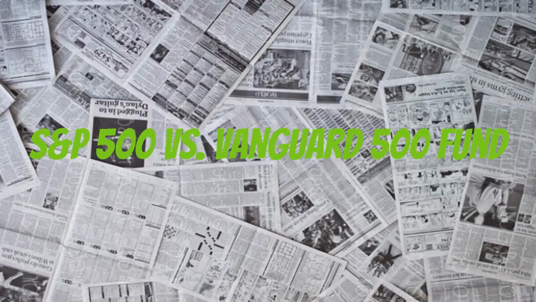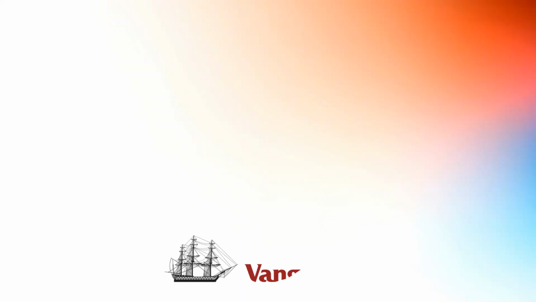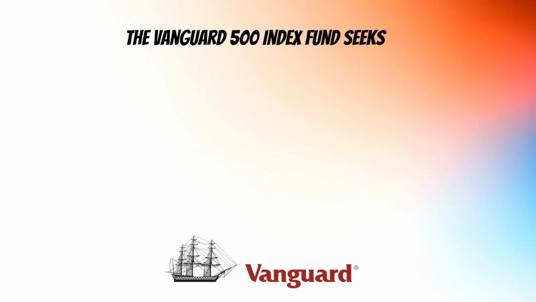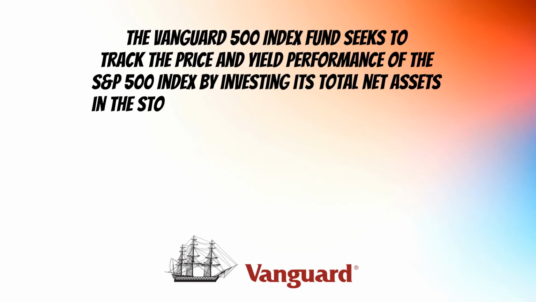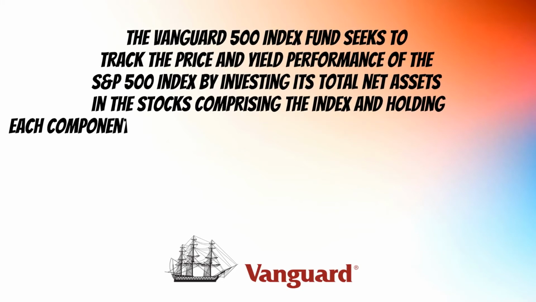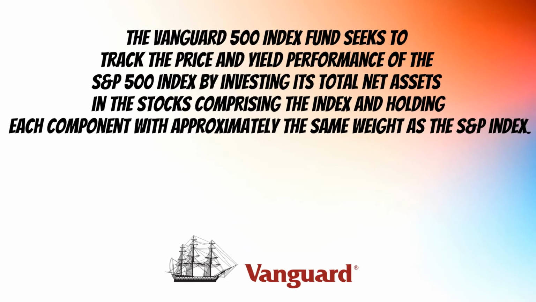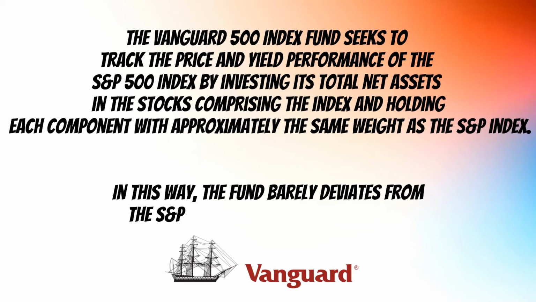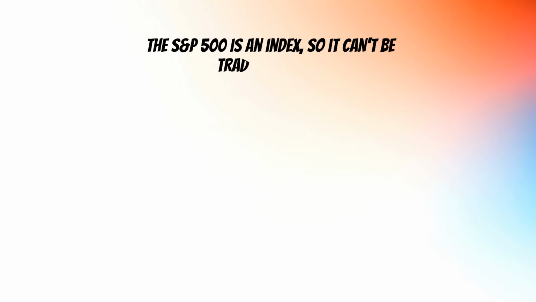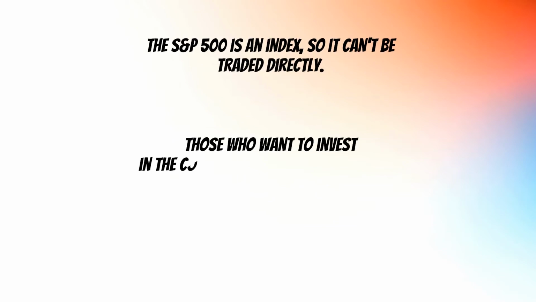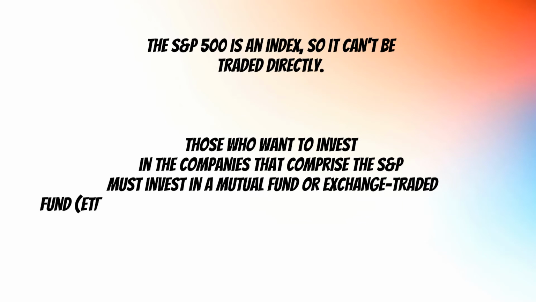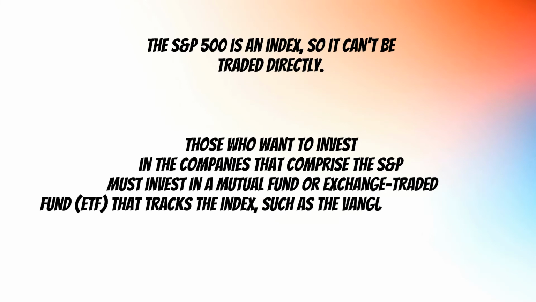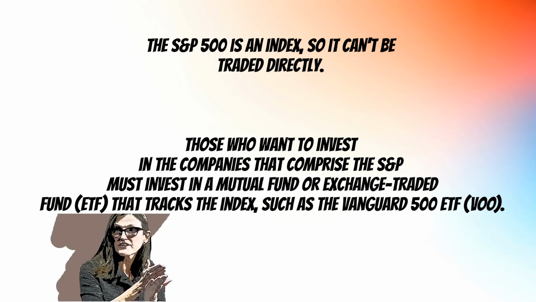Now looking at the S&P compared to the Vanguard 500 fund. The Vanguard 500 fund seeks to track the price and yield performance of the S&P index by investing its total net assets in the stocks comprising the index and holding each component with approximately the same weight as the S&P index. In this way, the fund barely deviates from the S&P, which it is designed to mimic. The S&P 500 is an index, so it can't be traded directly, but those who wish to invest can invest in ETFs that track the index, for example, the Vanguard 500 ETF, also known as VOO.